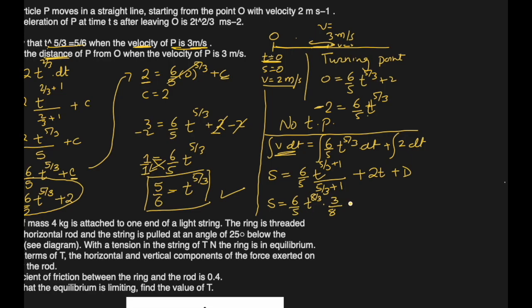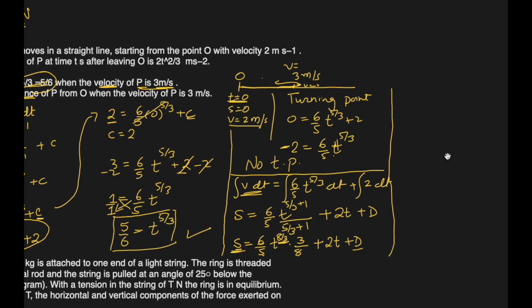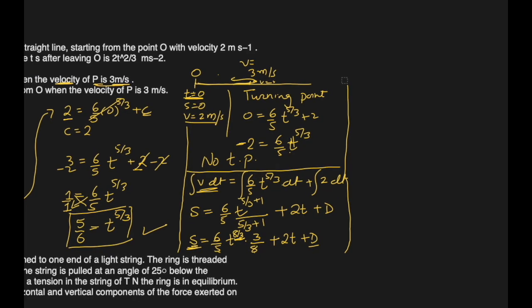So we will write more there, 2 times 2t plus d. Now they are asking us to find displacement when t to the power 5 over 3 is equal to 5 over 6. To find the value of displacement, I will substitute the time in both cases. Let me do it here.